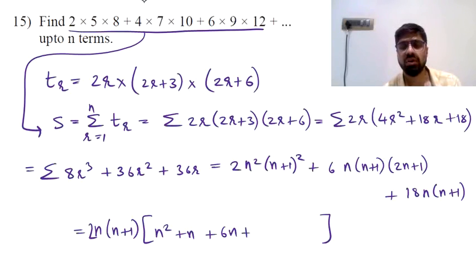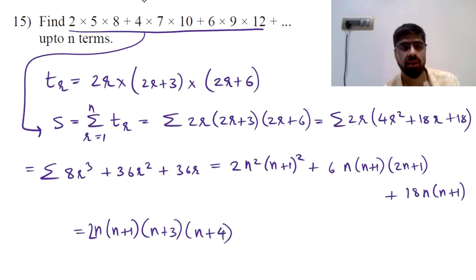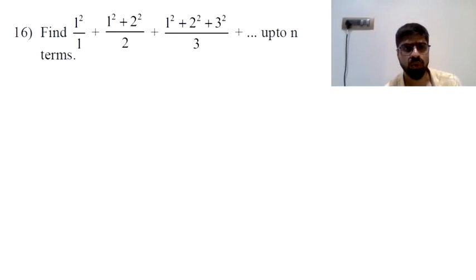And 3 plus 9 will be 12. n square plus this is going to be 7n. And n square plus 7n plus 12, we can factorize it and write it as n plus 3 into n plus 4. So the 15th question is getting evaluated to this expression, and this is how we are solving our 15th question. So the final answer there is 2n into n plus 1 into n plus 3 into n plus 4, and with that we continue with the 16th question.